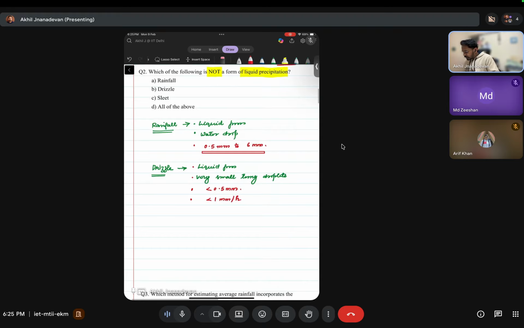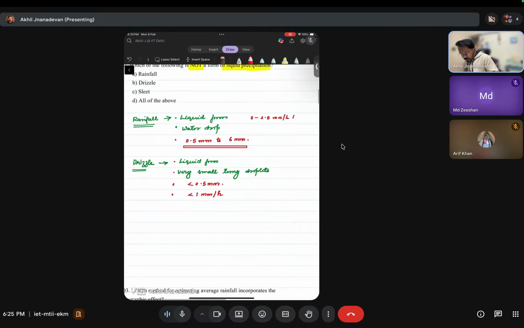And in the case of rainfall, we can classify it based on intensity. From 0 to 2.5 mm per hour, this is classified as a light rainfall. And 2.5 mm per hour to 7.5 is moderate rainfall. We can see that even the very light rainfall has an upper limit of 2.5 mm, whereas the drizzle has only 1 mm.